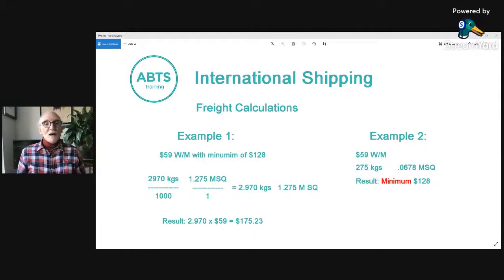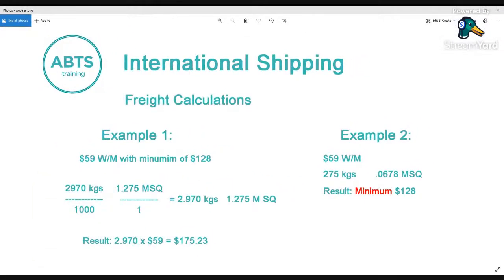And they will turn around and say something like this. It's example 1 on your screen. They say, yeah, 59 WM, and they put the phone down. And you say to yourself, what the heck is going on? 59 WM. Well, let me explain it to you. As you can see on the screen under example 1, it says $59 WM with a minimum of $128.